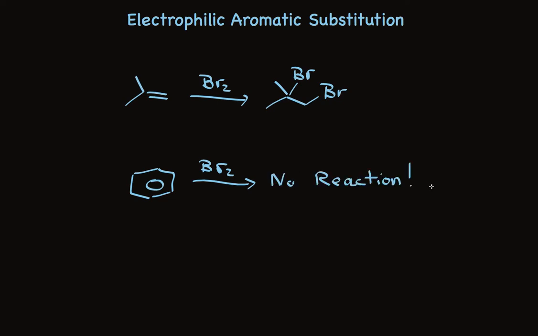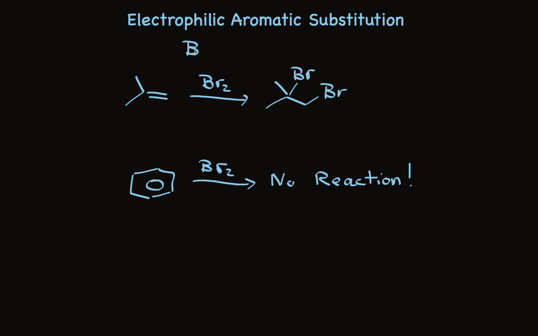When isobutylene is treated with bromine, this alkene adds bromine to make a 1,2-dibromide. We talked about this when we talked about the chemistry of alkenes. This happens at room temperature. On the other hand, when benzene is treated with bromine, there is no reaction. Benzenes are especially stable, so especially unreactive.